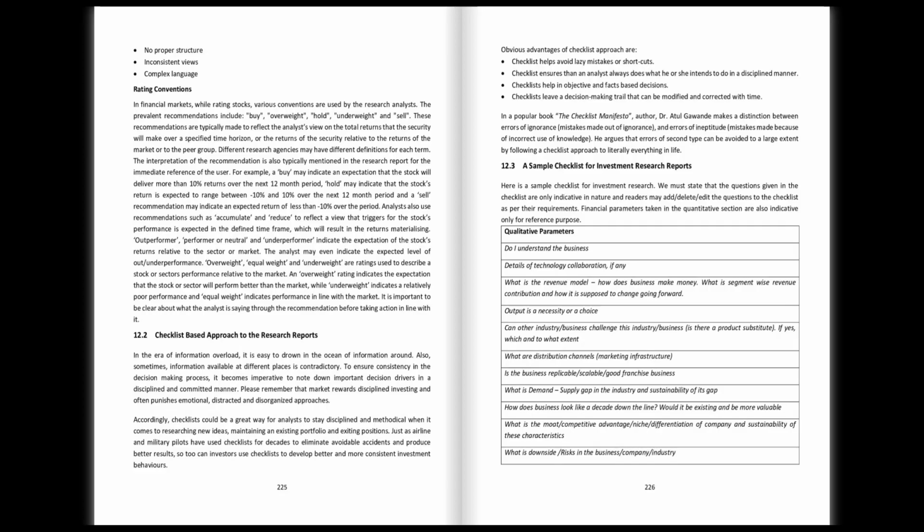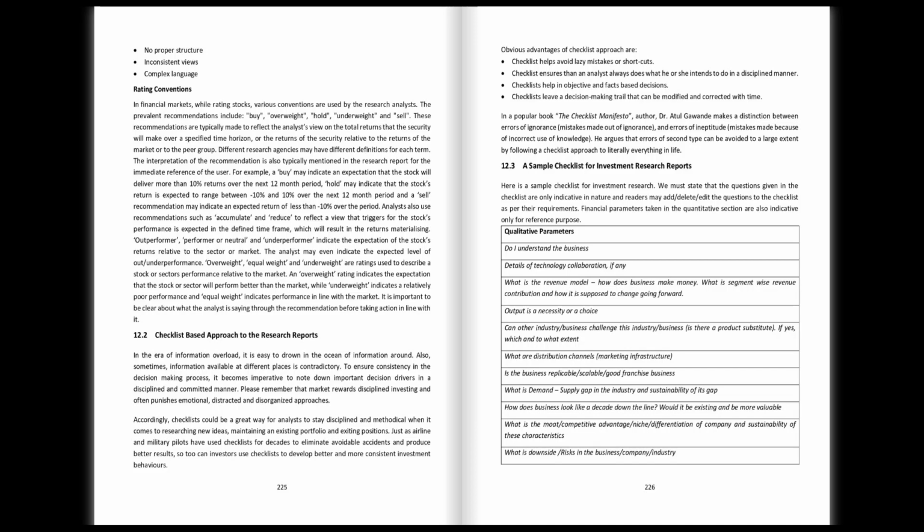Rating conventions. In financial markets, while rating stocks, various conventions are used by the research analysts. The prevalent recommendations include buy, overweight, hold, underweight, and sell. These recommendations are typically made to reflect the analyst's view on the total returns that the security will make over a specified time horizon, or the returns of the security relative to the returns of the market or to the peer group. Different research agencies may have different definitions for each term.